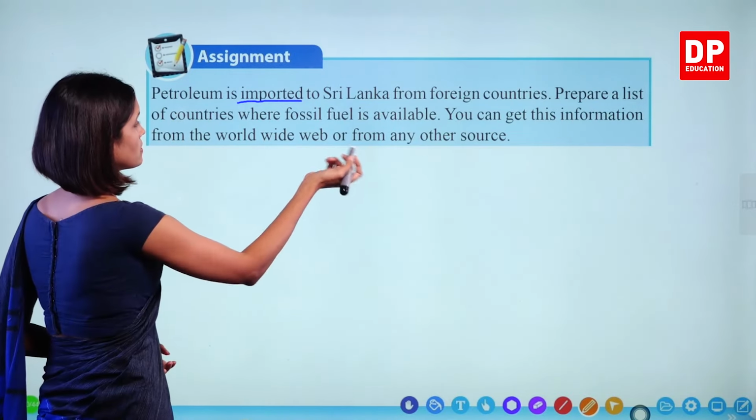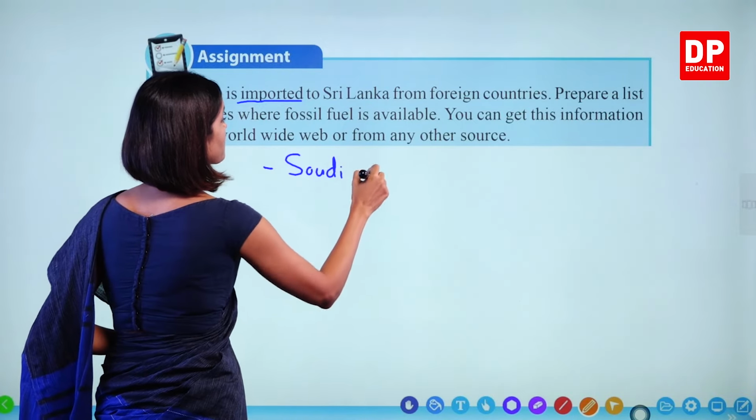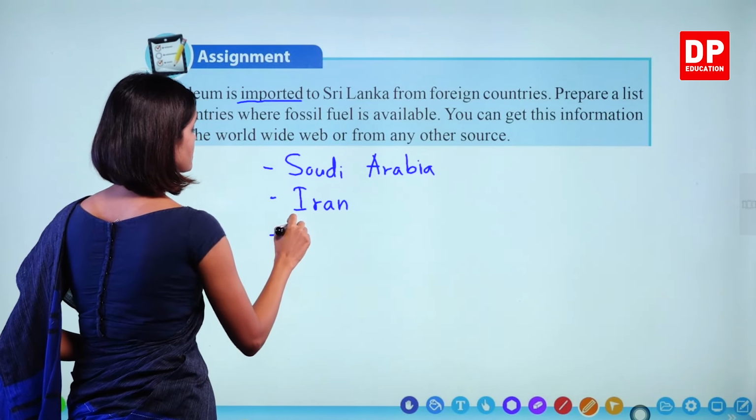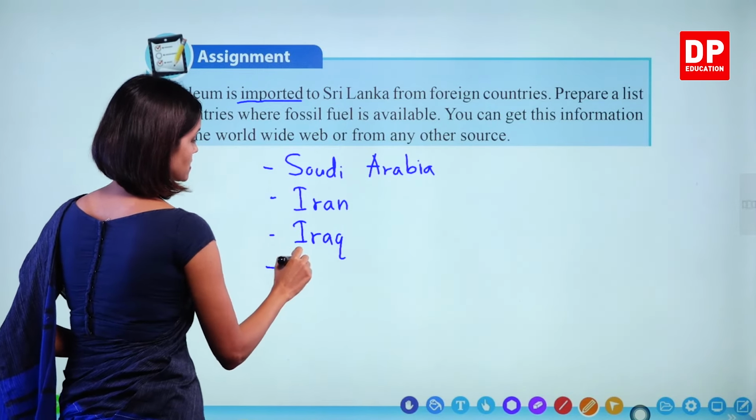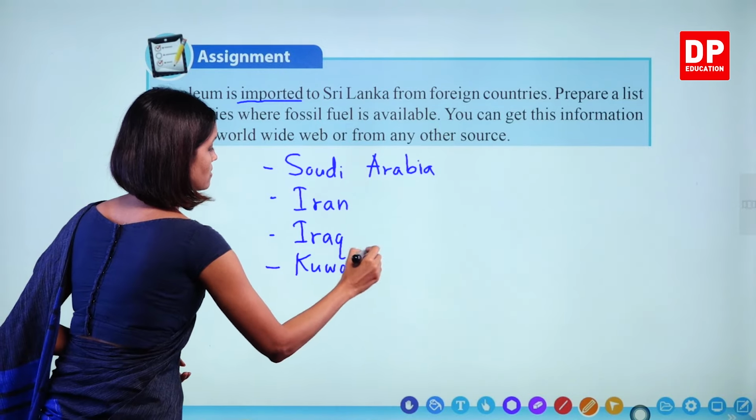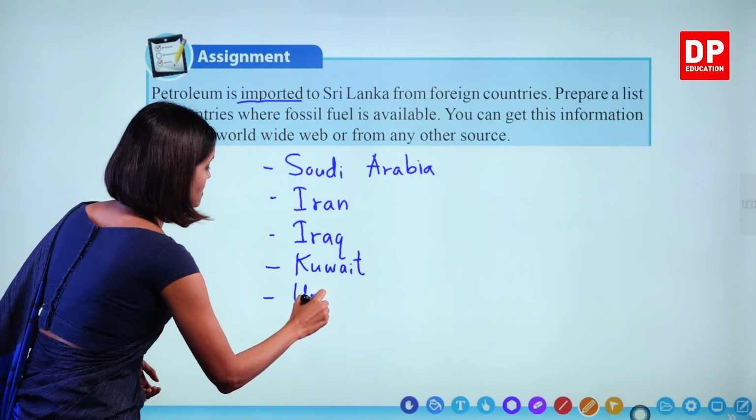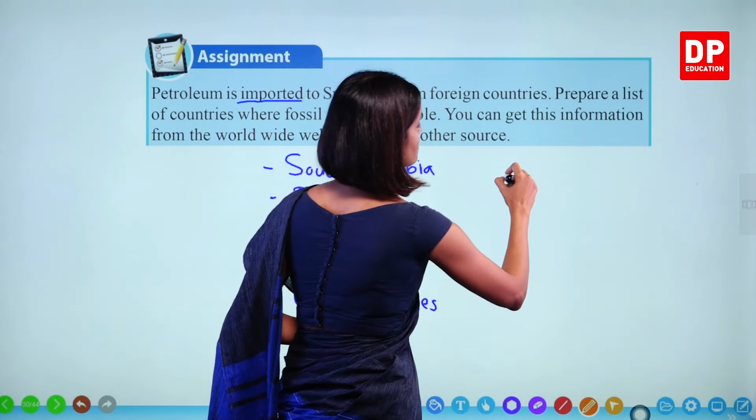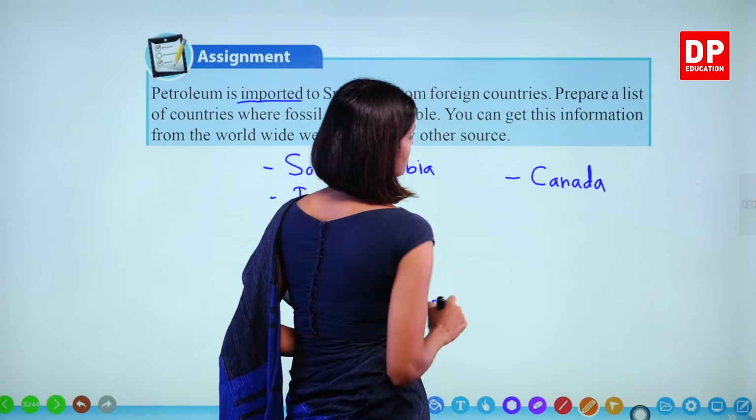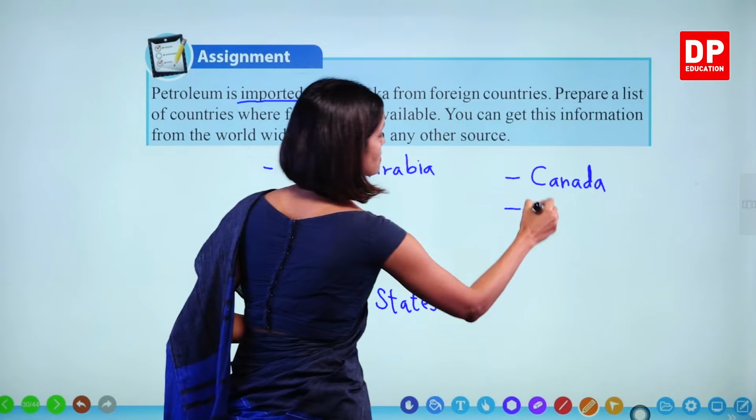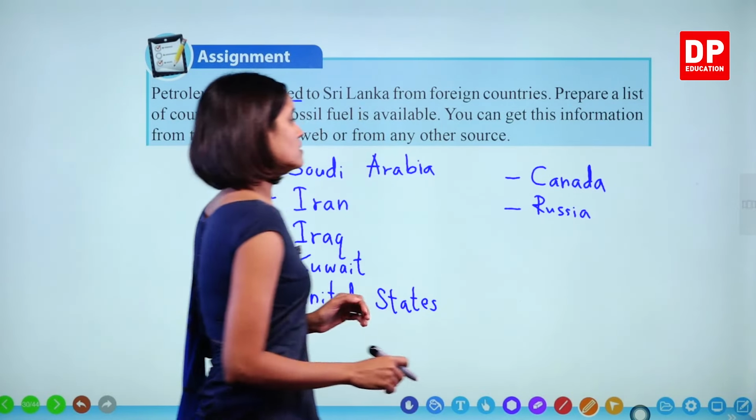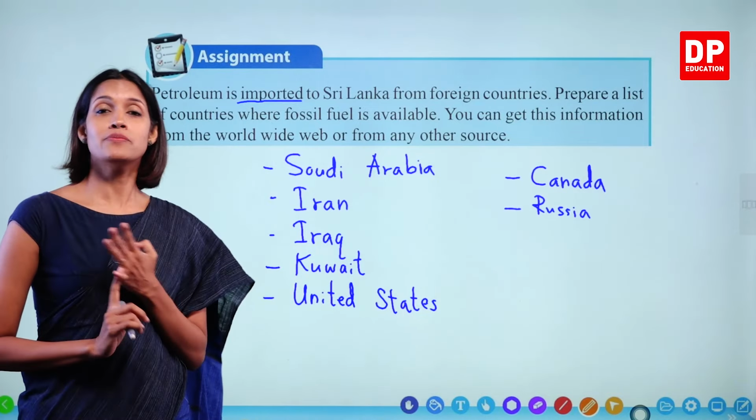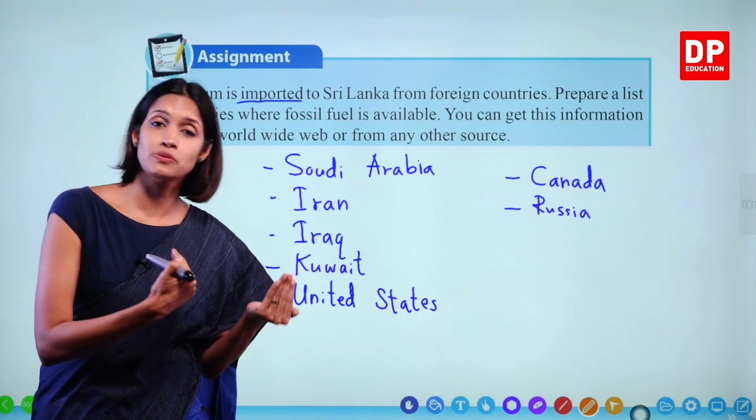We will write some of them. Middle East countries like Saudi Arabia. What are the other countries? Iran, Iraq, Kuwait. So these are the Middle East countries. What are the other countries? United States, Canada, and what are the other countries? Russia. Okay, so you can find many other examples as well, children. Okay, these are only some examples. You can find other examples from the internet, from the atlas, and even from the other articles, like from the books as well. Okay, children.